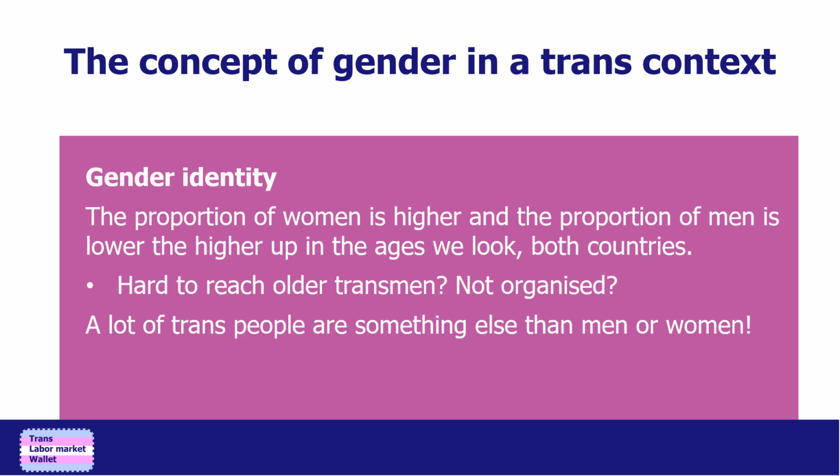When it comes to gender identity, what we also can see is that the proportion of women is higher and the proportion of men is lower, higher up in the age we look in both countries. We don't really know why, but this is common in studies about trans people. It seems harder to reach older trans men, and they seem to be less organized. Or it might be that fewer assigned female at birth identify as trans in older groups. We don't really know. It's also interesting that so many are something else than men or women.